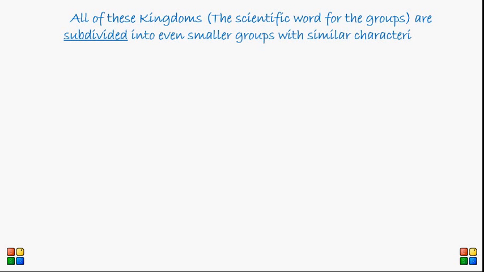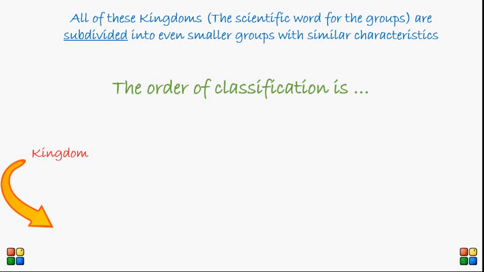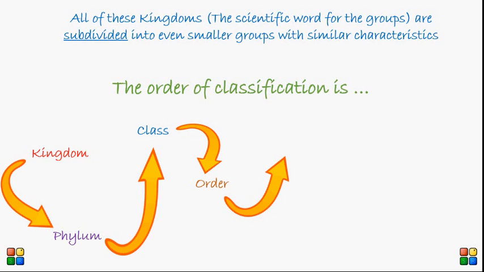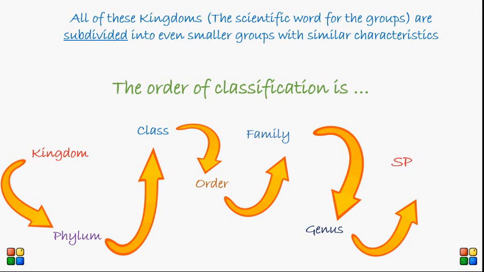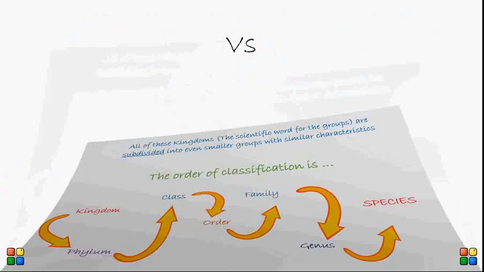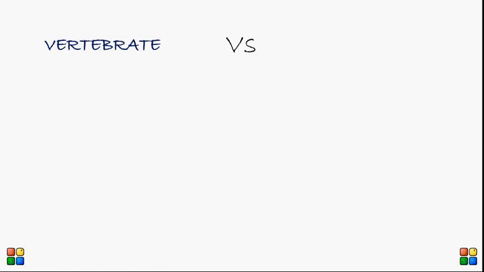Next, all of these kingdoms, which is a scientific word for the groups, are subdivided into even smaller groups with similar characteristics. The order of classification is kingdom, phylum, class, order, family, genus, and then finally the species itself. Move on to vertebrates versus invertebrates.